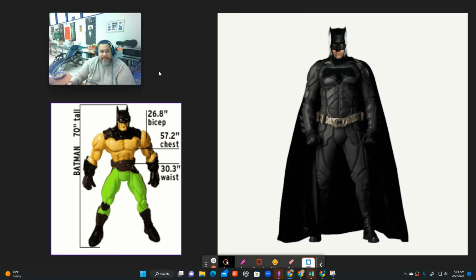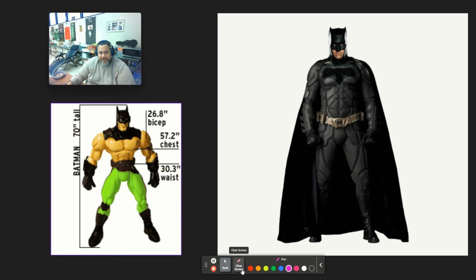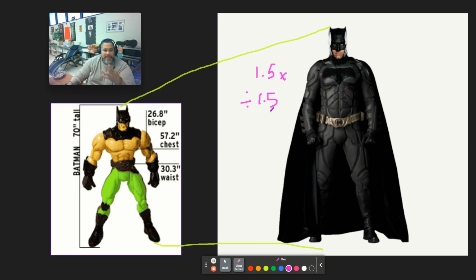So let's say, ignore for right now these numbers, we'll get to that. But let's just say for the fun of it that we want to make an action figure of Ben Affleck's Batman. And so it looks like we have to pretty much divide by two to get to this kind of huge action figure of Batman. So we're going to say we have to shrink it 1.5 times. Or another way to say that is I have to divide it by one and a half. Either way you want to look at it. Okay, it's getting 1.5 times smaller.